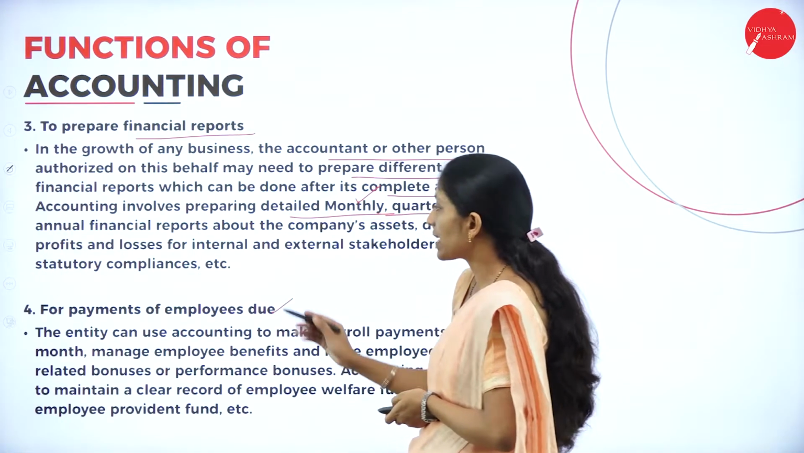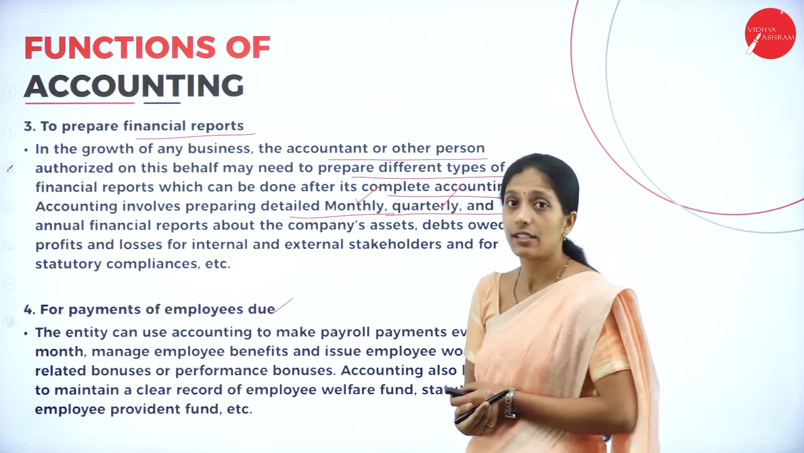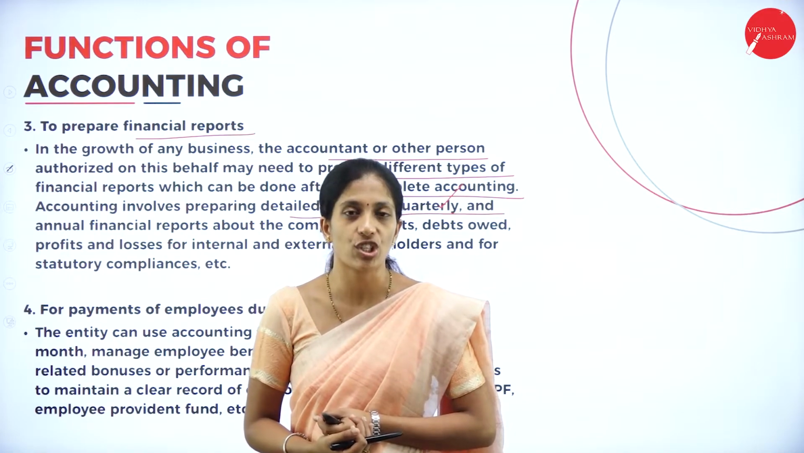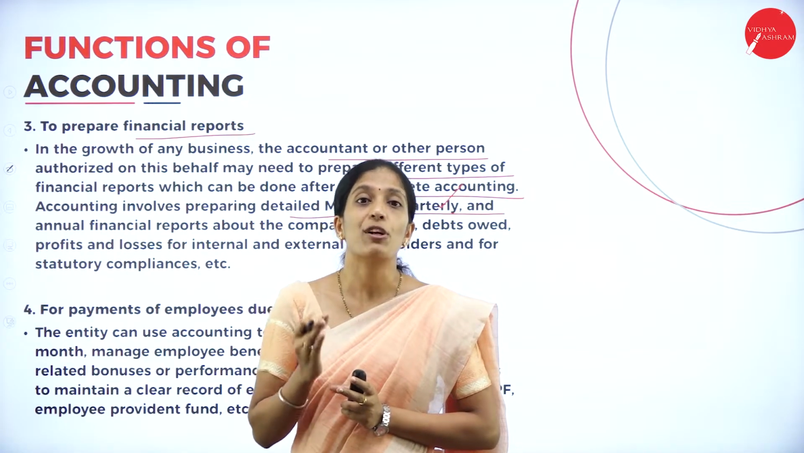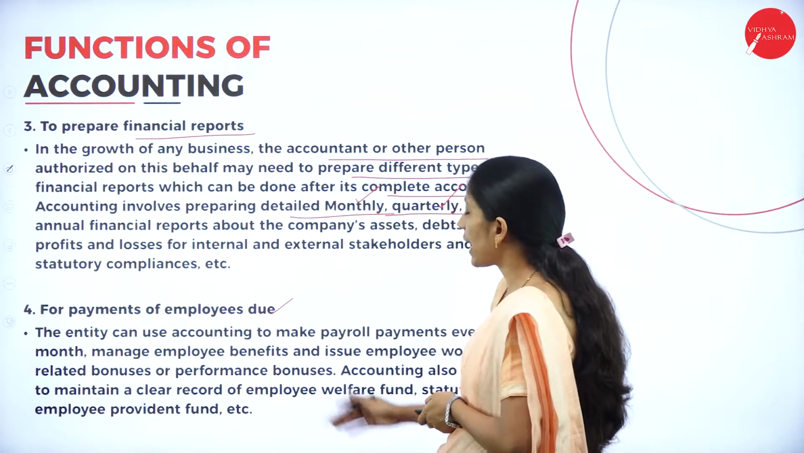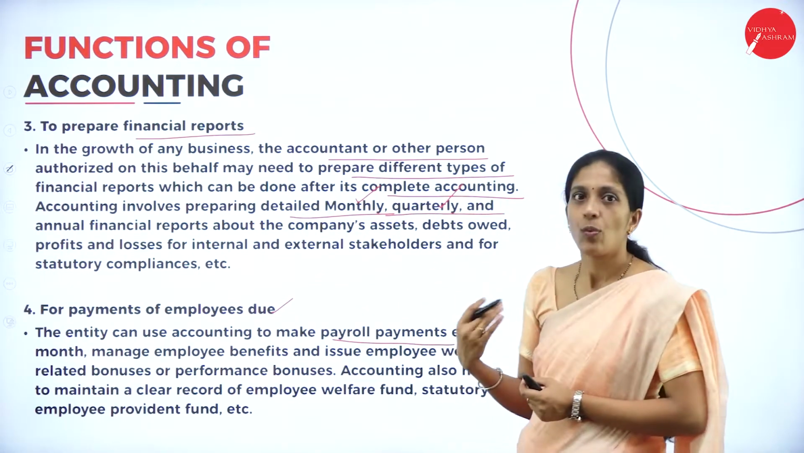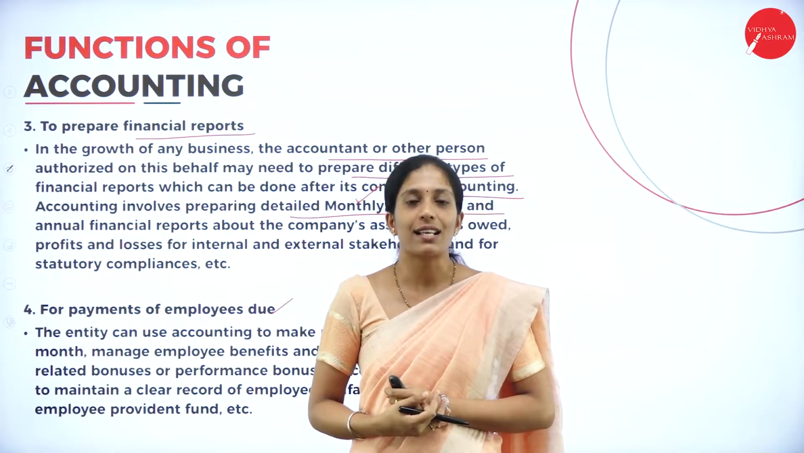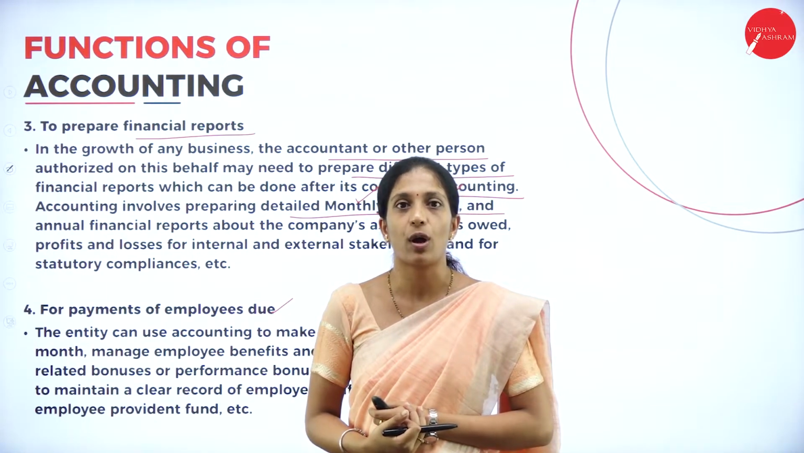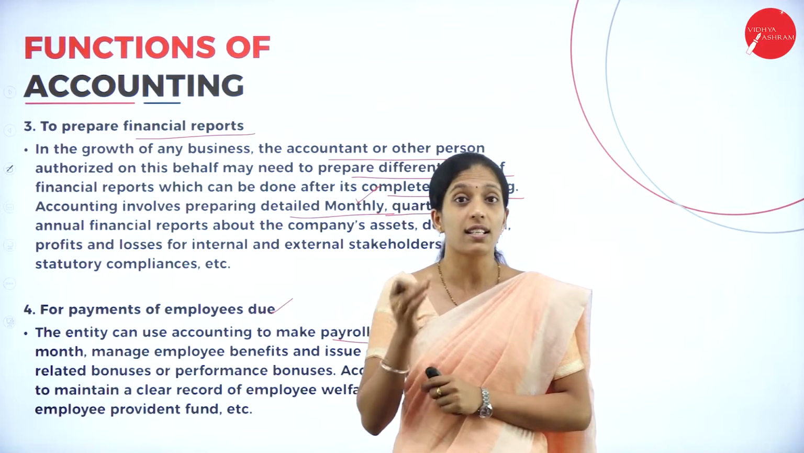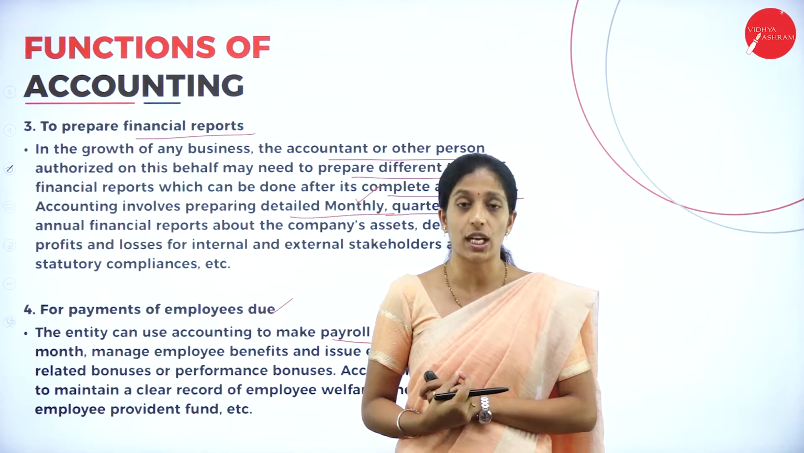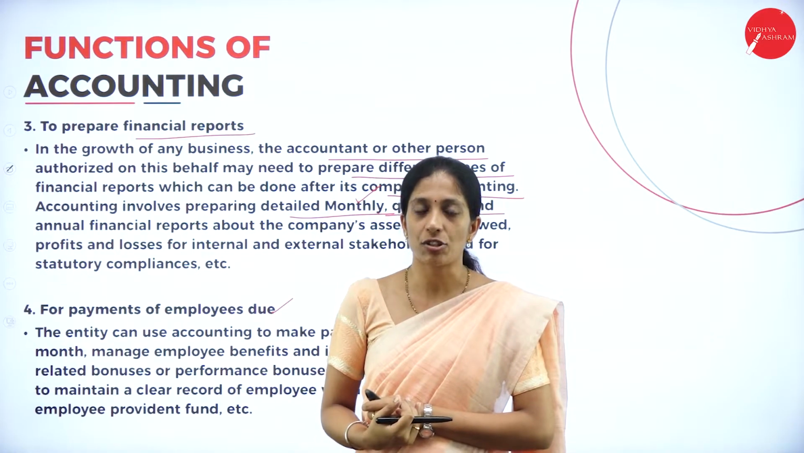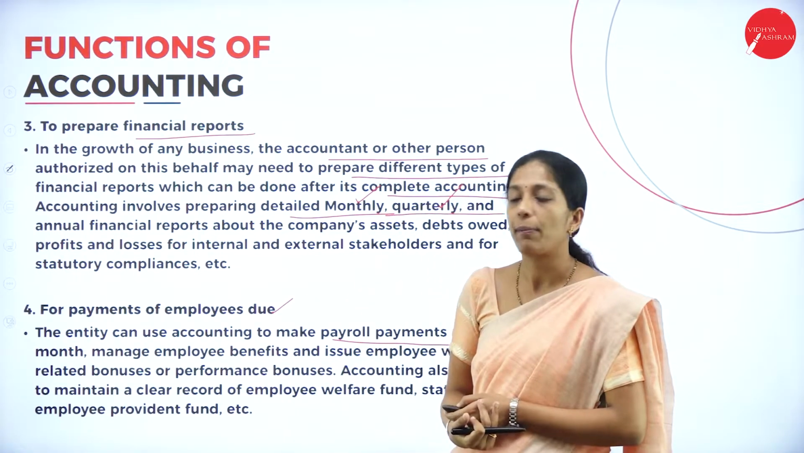And the fourth function is payment of employees' dues. By knowing the financial position, even the employees will come to know what is the exact financial position, and thereby the organization will be able to pay their dues. So, the entity can use accounting to make payroll payment, that is, whatever the amount that has to be paid to the employees. The employees, those who work in an organization, and the payment that has to be made to them will be done through the accounting. In the sense, they will come to know what is the exact financial position, whether any bonus has to be given or whether any increment has to be made depending upon the financial position. So, that is for payment of employees' dues.